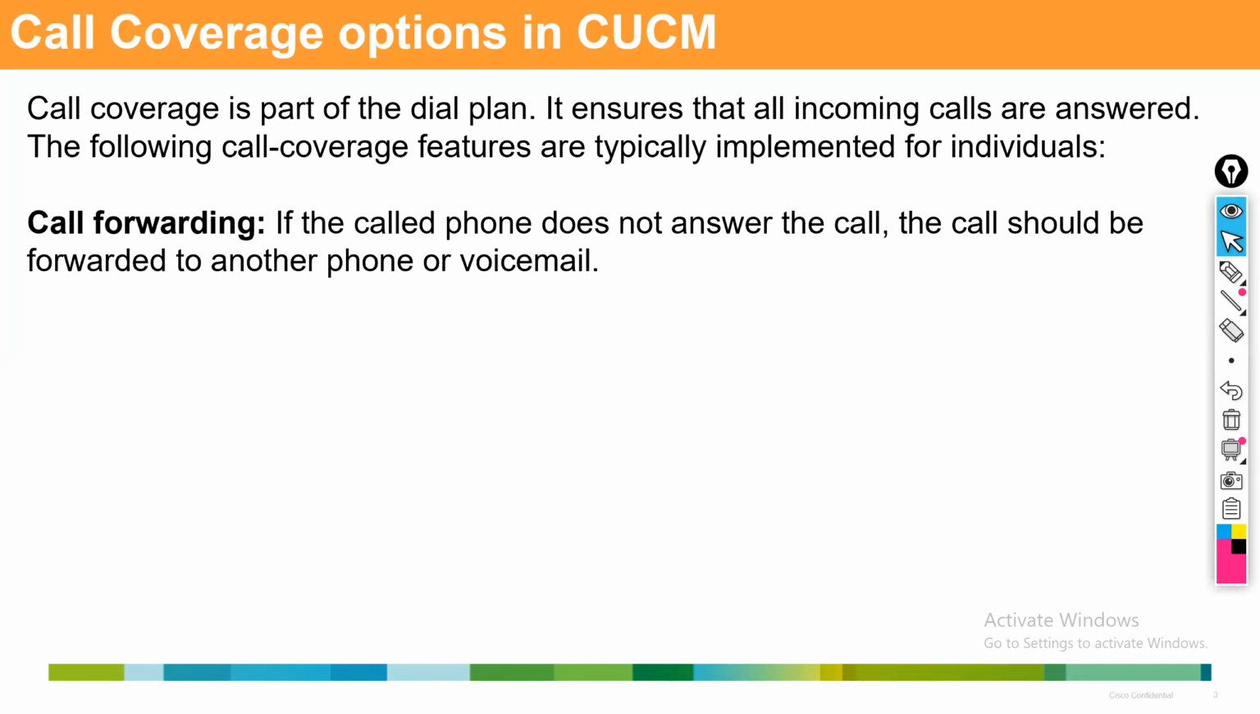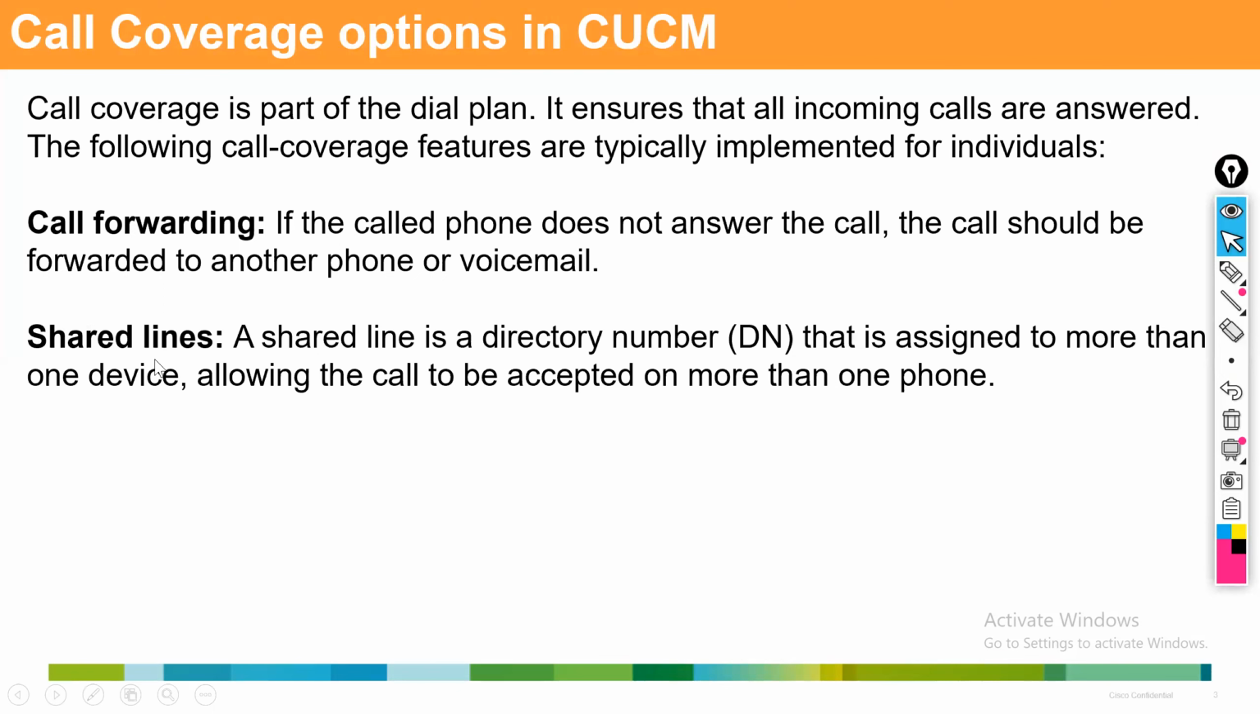So let's do the call forward first. Then we'll come to another option, shared line. Shared line means a single number is configured for multiple users, the same number. If you remember, we configured time of day routing for two different users. In this case, if you dial, both users' phones will ring, and you can answer from anywhere. When the same number is configured for multiple users or multiple phones, that's called a shared line.